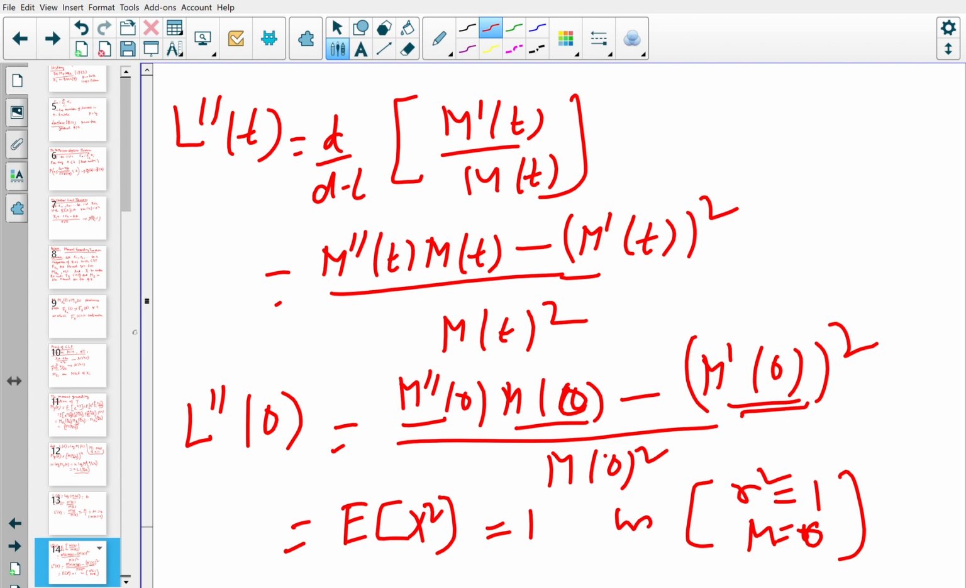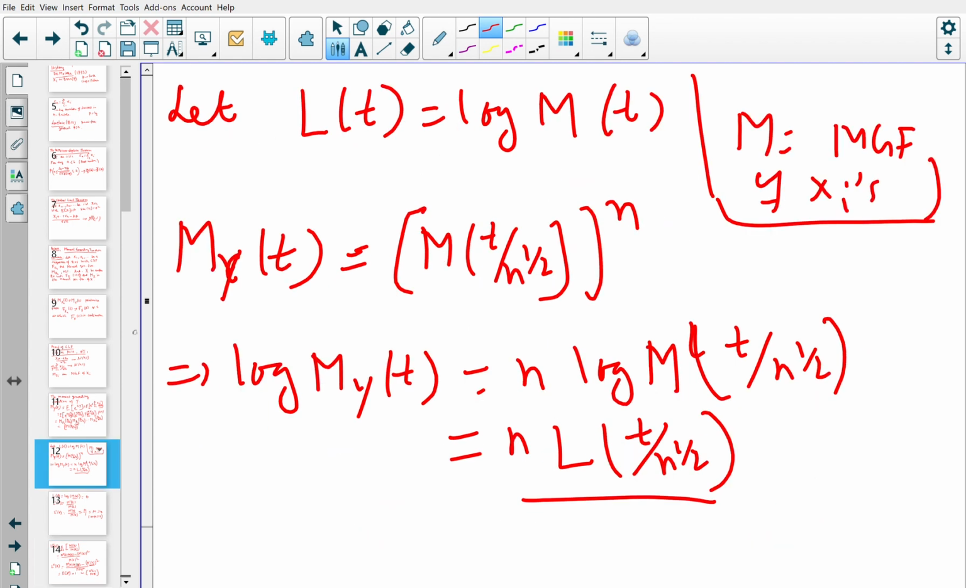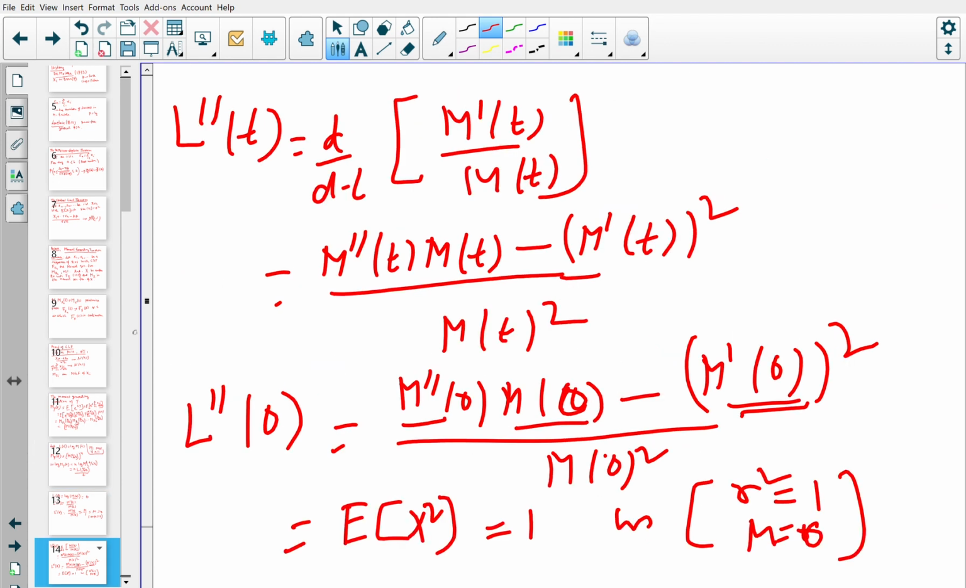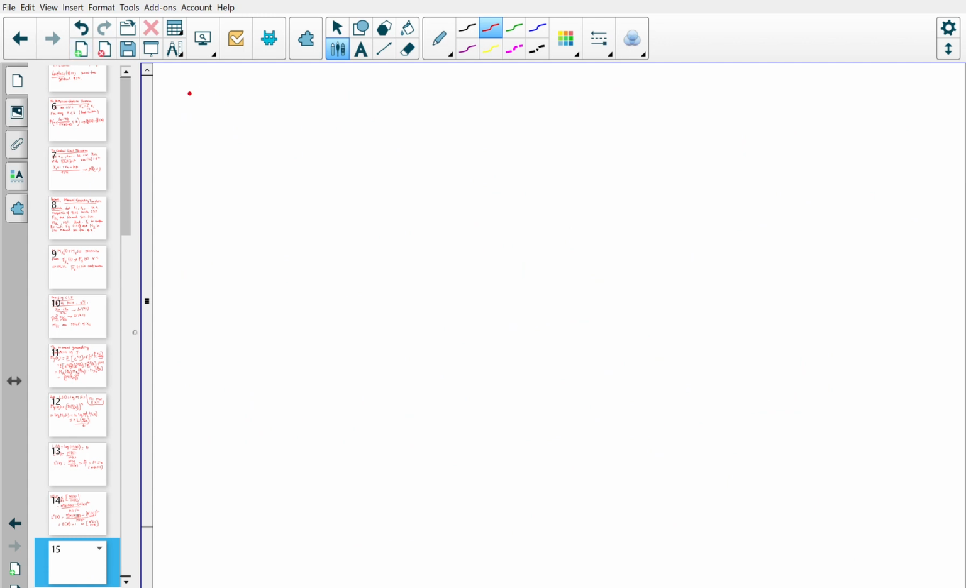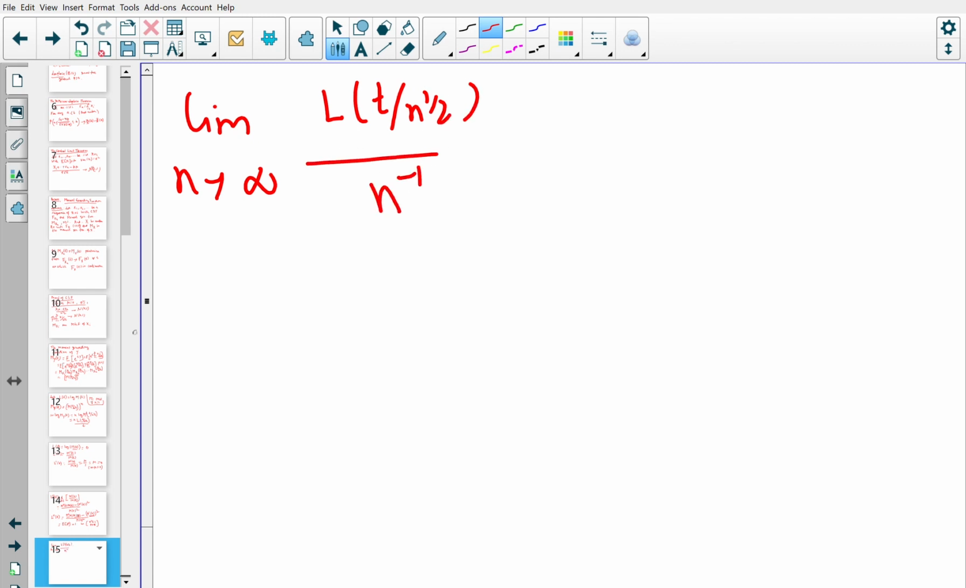Now let's come to the place where we need to find the limit of this function. See, we want to find out the limit of this function. So let us now try to find that. We want to find the limit as n tends to infinity of L(t by n to the power half) divided by n to the power minus 1, because it was n times this, so I can write it as this.